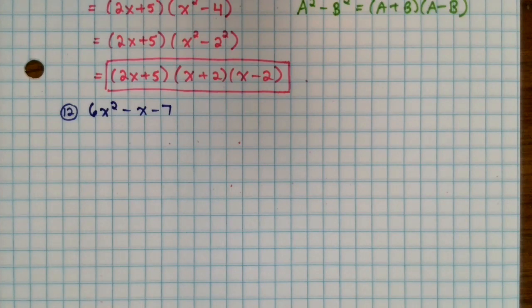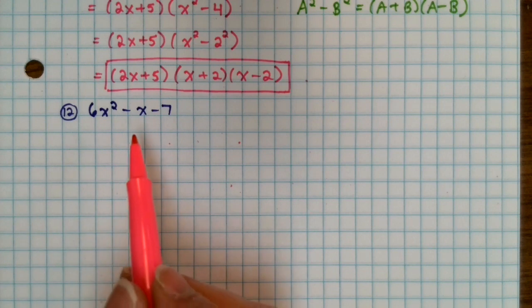The last example for this video is number 12 out of the book. It says 6x squared minus x minus 7. This is a trinomial, but it is of the form ax squared plus bx plus c. And again, we can't factor anything out, so that's always something to double check too. I forgot to mention that for this problem. There is no GCF between all three terms, so this is of the form ax squared plus bx plus c.